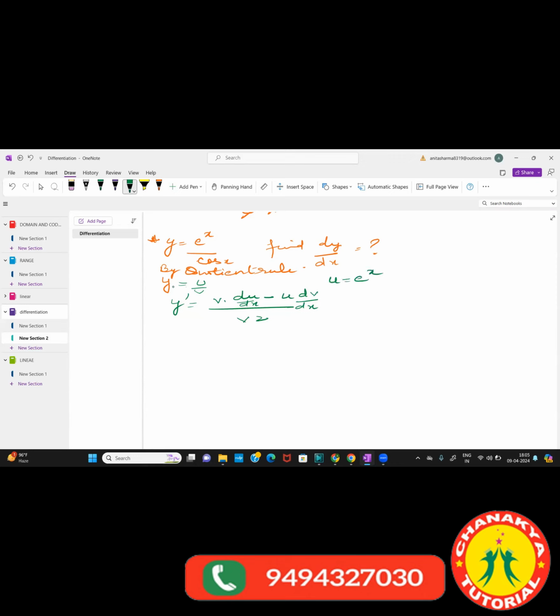The value of u is e to the power x, beta, and the value of v is cos x. So just write here y dash is equal to v, meaning cos x, into differentiation of u, meaning e to the power x, minus u, which is e to the power x, into differentiation of v, divided by cos x whole square. Is this step clear, Jaswant? Ma'am, no, one second. Is this step clear?